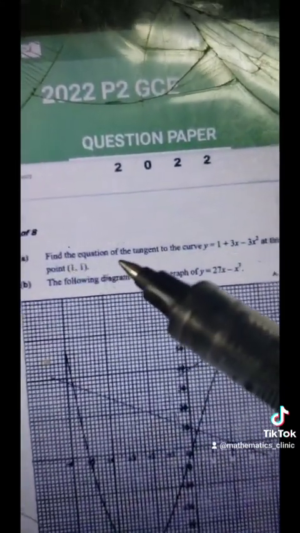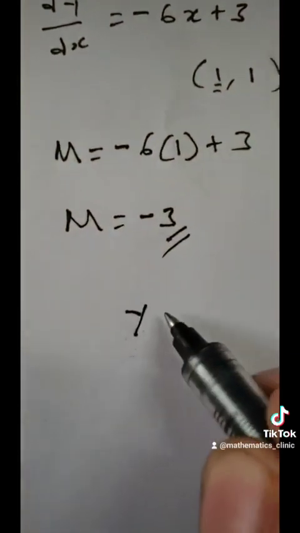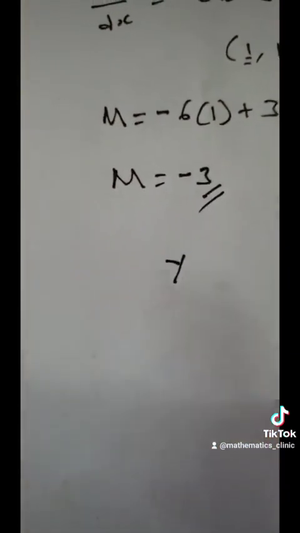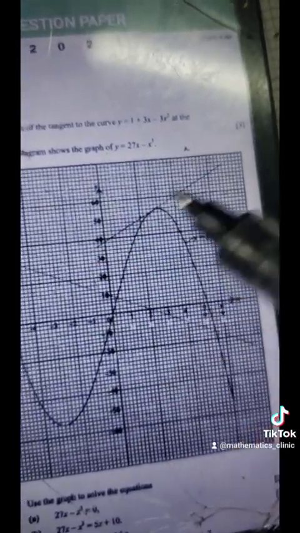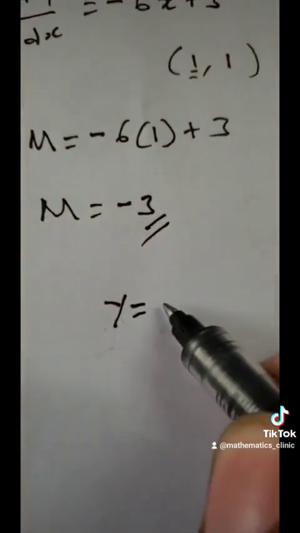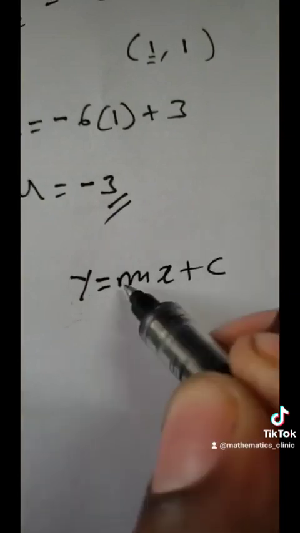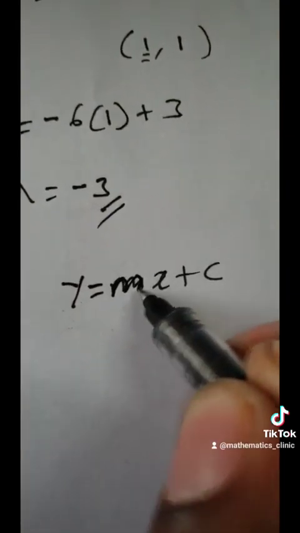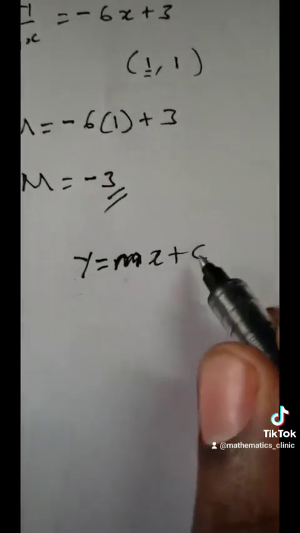But now I'm saying find the equation of that tangent. We're now going to bring in the standard equation of a straight line, because the tangent is a straight line that touches a point like this one here. This is our tangent. So we're going to use the equation of a straight line: y is equal to mx plus c. I'll use those points so that I find my y-intercept.